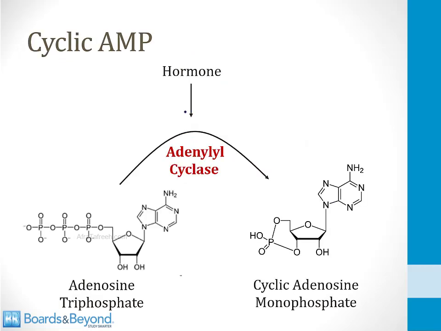So now we've talked about receptor tyrosine kinases. We've also talked about JAK-STAT systems. What I'm going to do now is talk about second messenger systems, and we'll begin by talking about cyclic AMP.